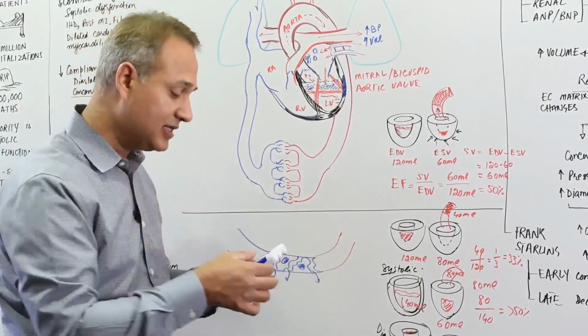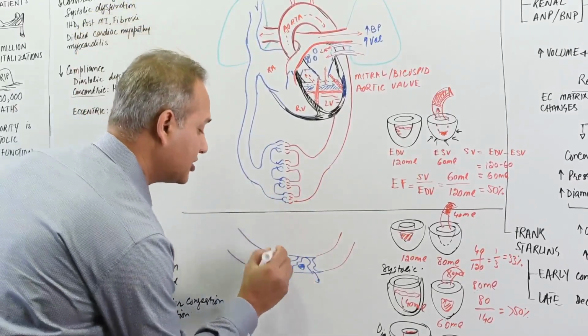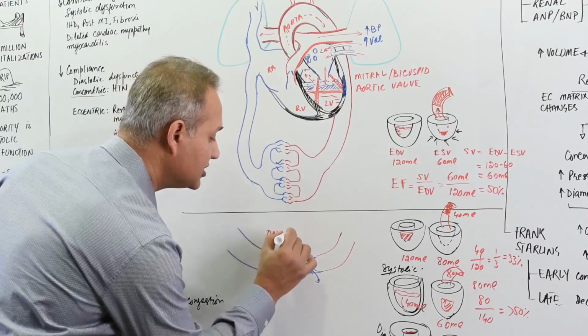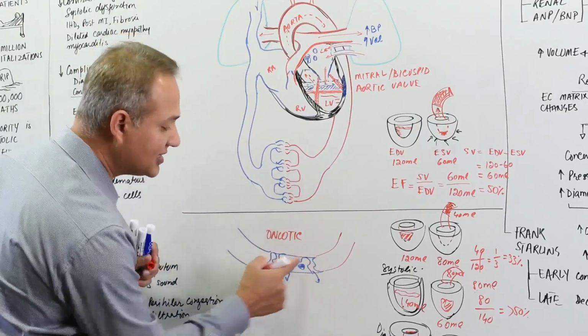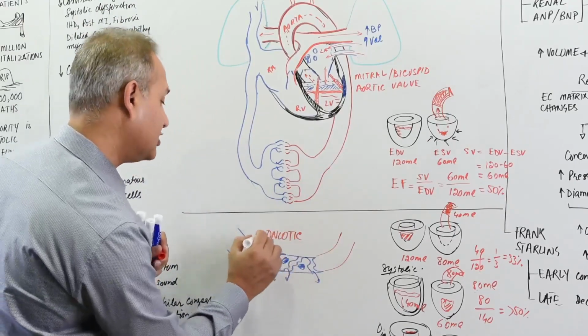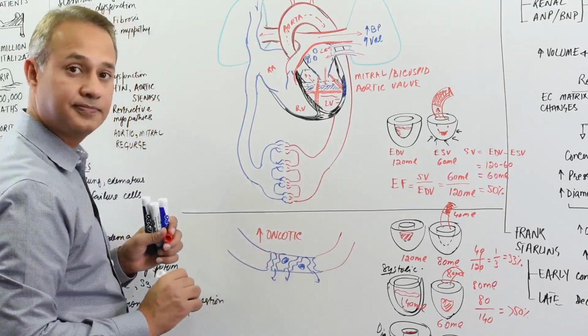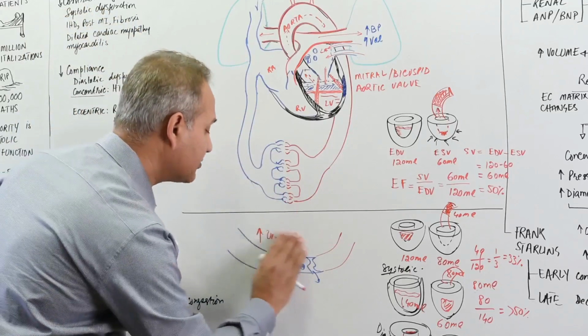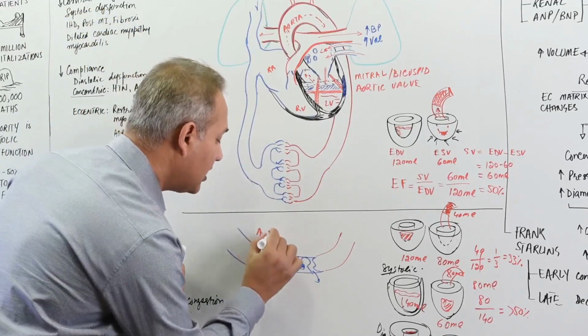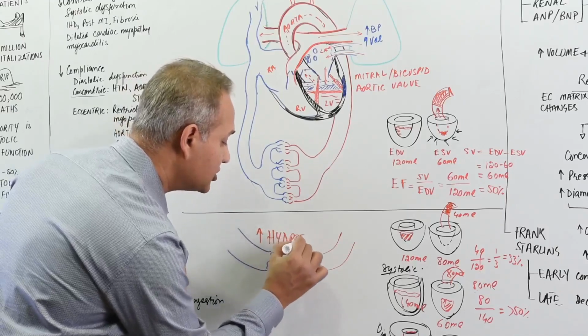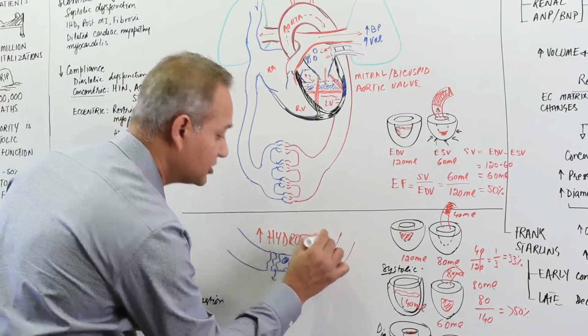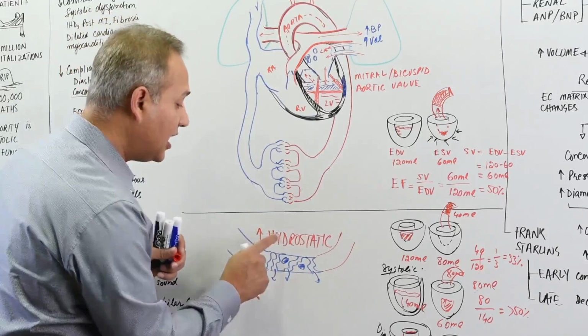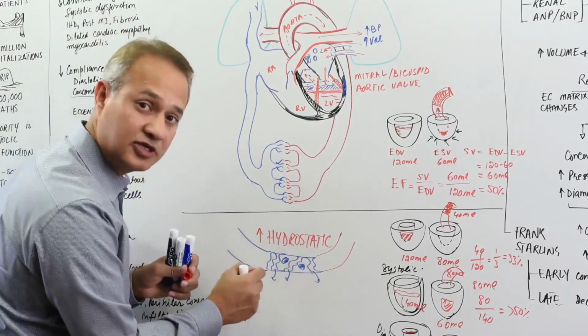That would cause, so here is the important thing, oncotic pressure, which is the pressure of the fluid inside the vessel, oncotic pressure will increase. Hydrostatic pressure, why did I say oncotic? Hydrostatic pressure, which is the fluid pressure, oncotic is the protein pressure. Hydrostatic pressure inside the vessels would increase.